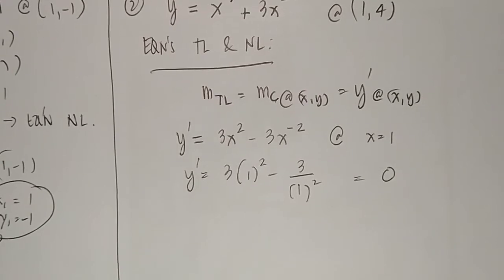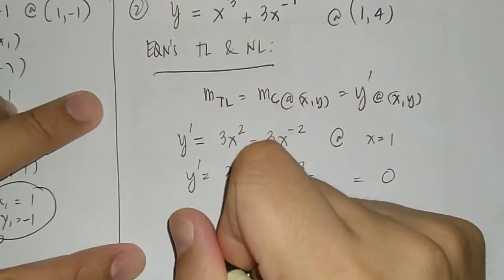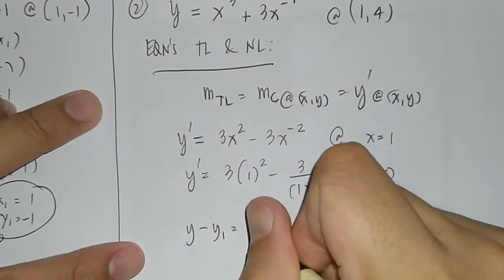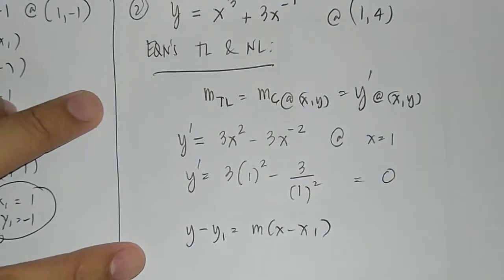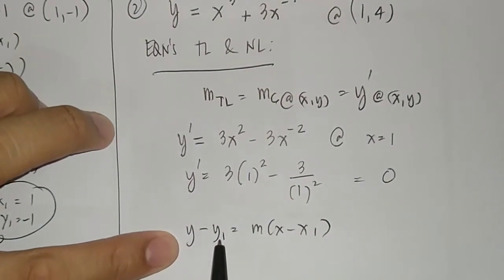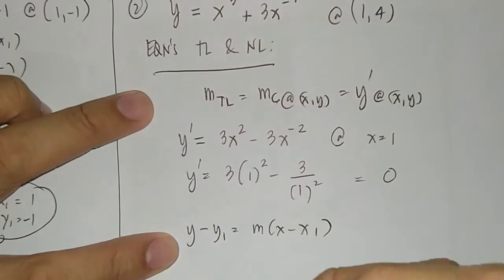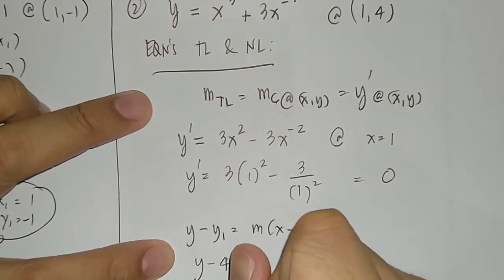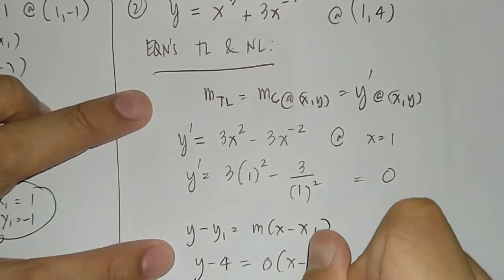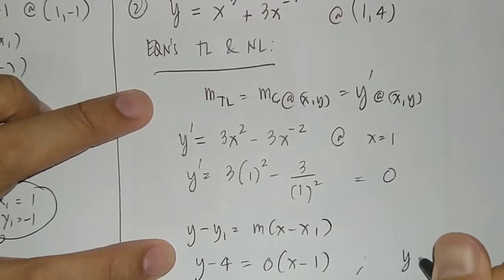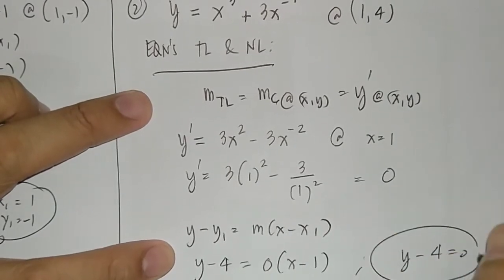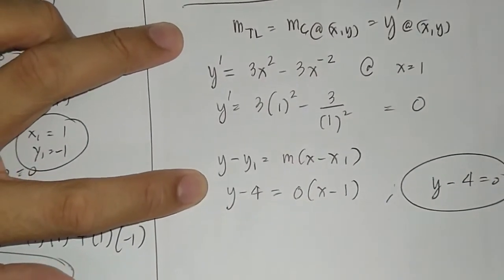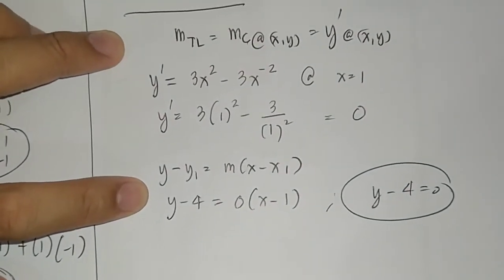So substituting y minus y sub 1 is equal to m times x minus x sub 1. So y minus 4 is equal to 0 times x minus 1. So therefore, y minus 4 is equal to 0 is the equation of the tangent line.